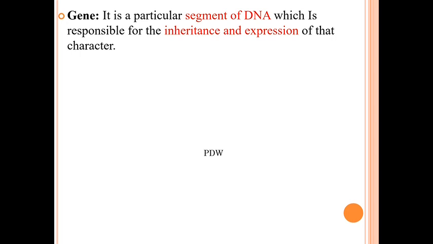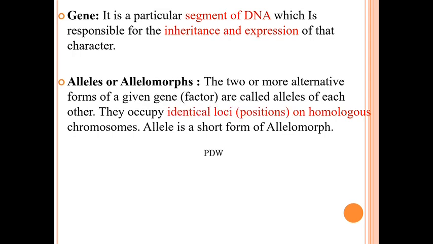Next is gene. Gene is a segment of DNA which is responsible for inheritance and expression of that character. We have studied this definition, that of alleles or allelomorphs. Alleles or allelomorphs are the two or more alternative forms of a given gene or a factor. Alleles occupy identical or same positions on homologous chromosomes.